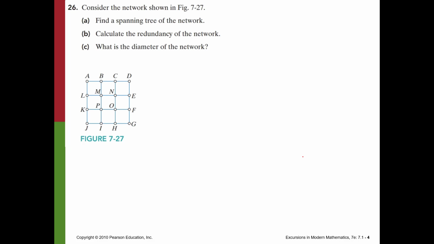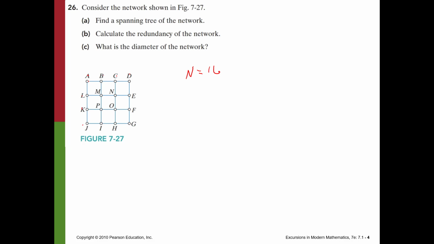Okay, so find a spanning tree of the network. A network is just a connected graph, right? That's all it is. We have vertices, 4 vertices in each row, and we have 1, 2, 3, 4 rows. So we have 4 times 4, 16 vertices. And so we know that n is equal to 16. And so to find a spanning tree, we need a graph with only 15 edges.